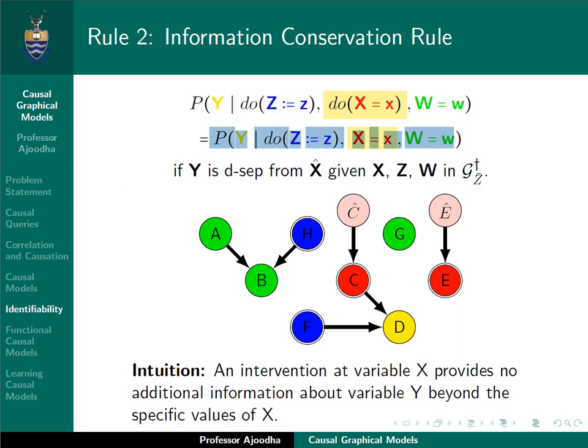And the intuition here is that the intervention at X provides no additional information about Y beyond the value of X itself. So before, in the first rule, we just got rid of it. But in this rule, there's no additional information other than just the value of observing it, that is X. This rule is extremely important and very useful, as it helps us convert a causal explanation into observational ones. And this is where identifiability starts to become practical.